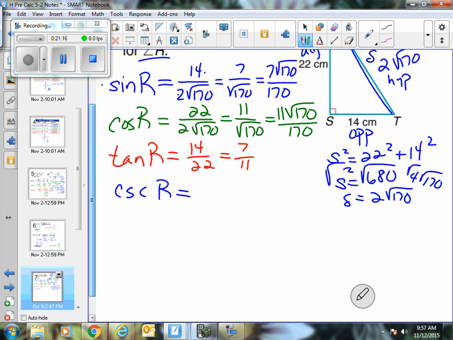Now we need to flip. We need to do the reciprocal, but let's be smart about this. There's 3 different things that we have up here for sine. We have number 1 here. We have number 2. Oh my goodness. And then we have number 3.